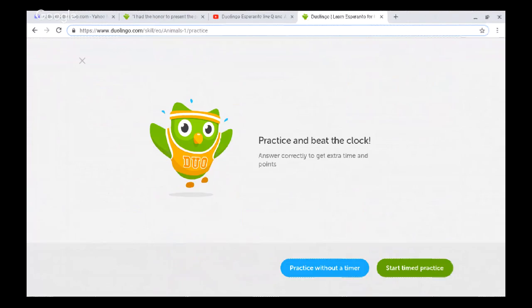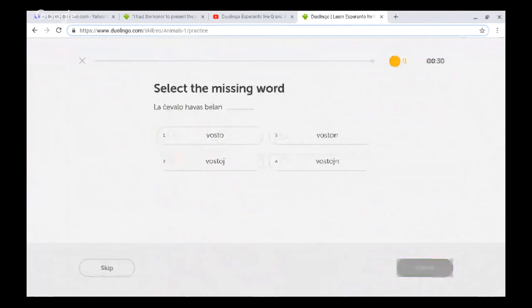All right. That's that next bit of news. So let's do a few more exercises here. La cevalo havas belan, and we have to fill in the blank here. I'm going to tell you what the word means, for those of you just listening: the word means tail. What word can we put in there for tail? La cevalo havas belan voston.